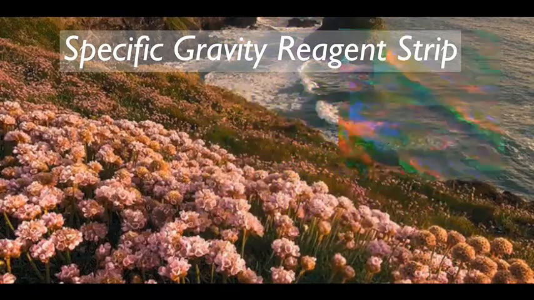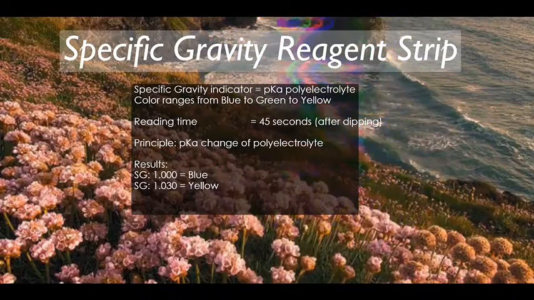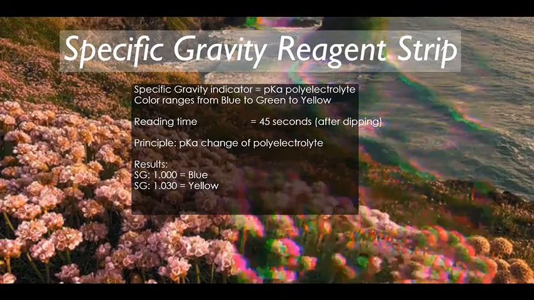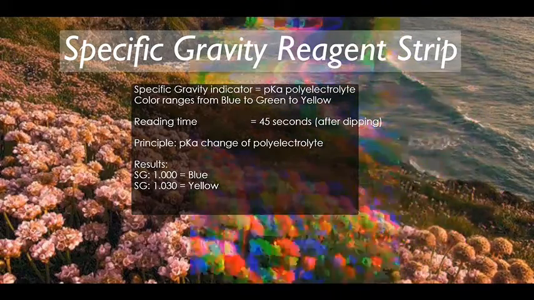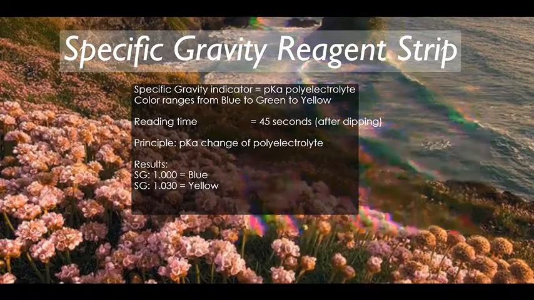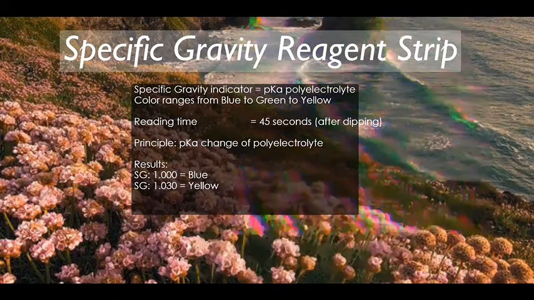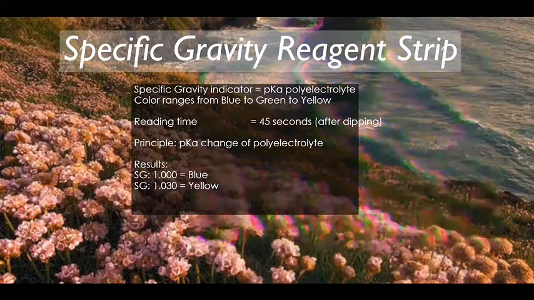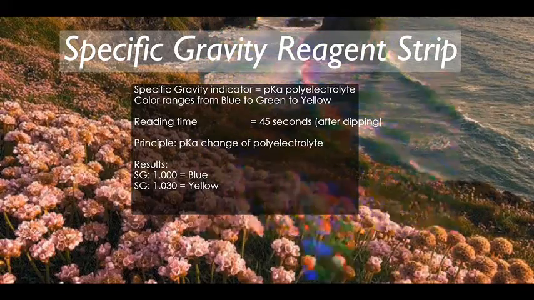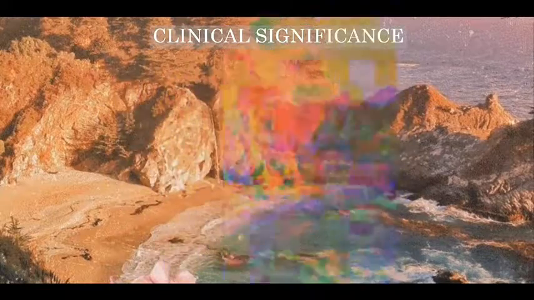Here we have the reagent strip for specific gravity. The specific gravity indicator is pKa polyelectrolyte. The reagent is sensitive to the number of ions in the urine. The indicators change color in relation to the ionic concentration of the urine specimen at the reading time of 45 seconds after dipping. Its principle is the pKa change of polyelectrolyte. A specific gravity of 1.000 turns blue, and a specific gravity of 1.030 turns yellow. And here is the clinical significance.